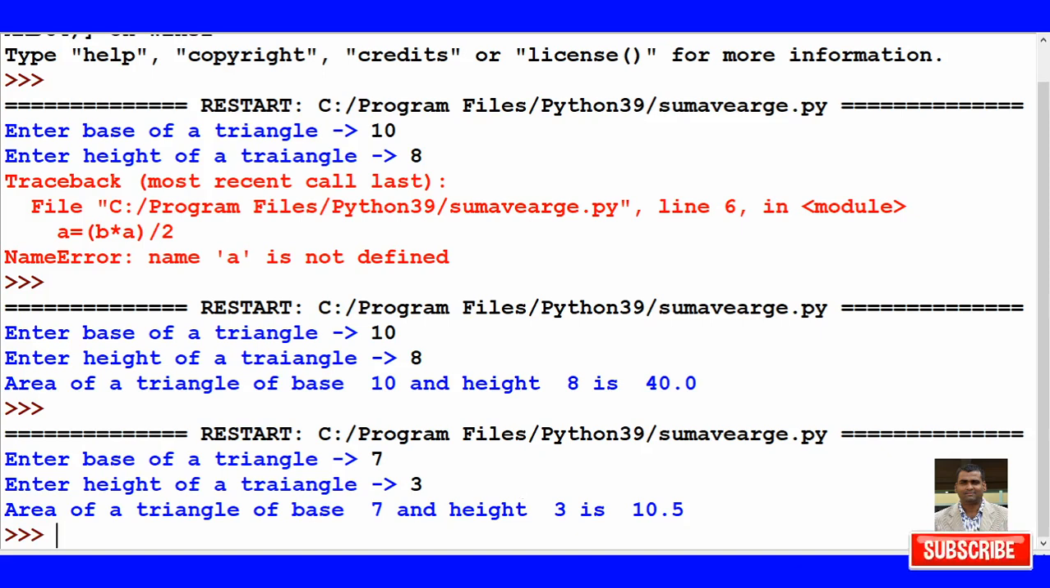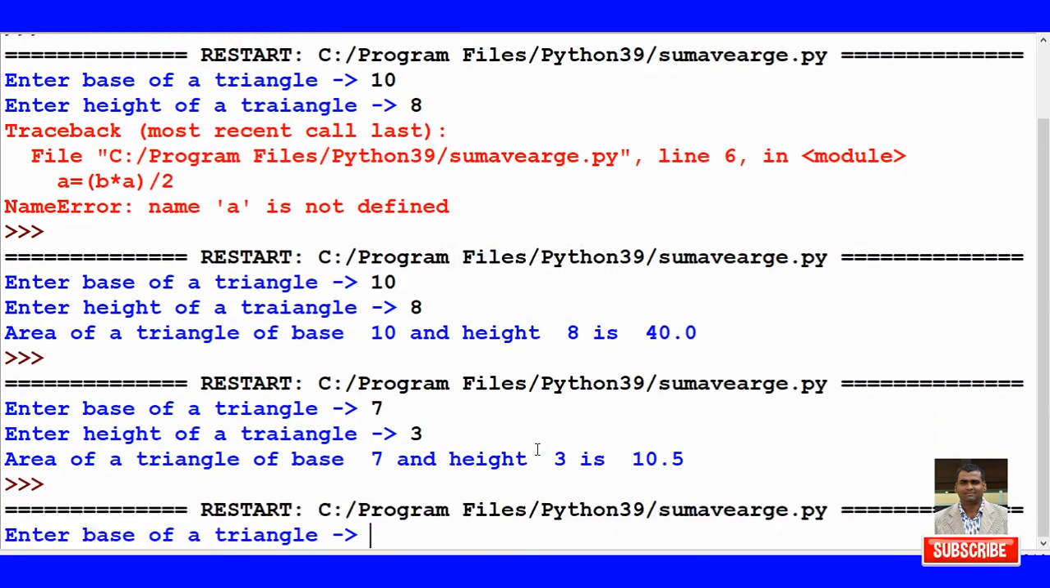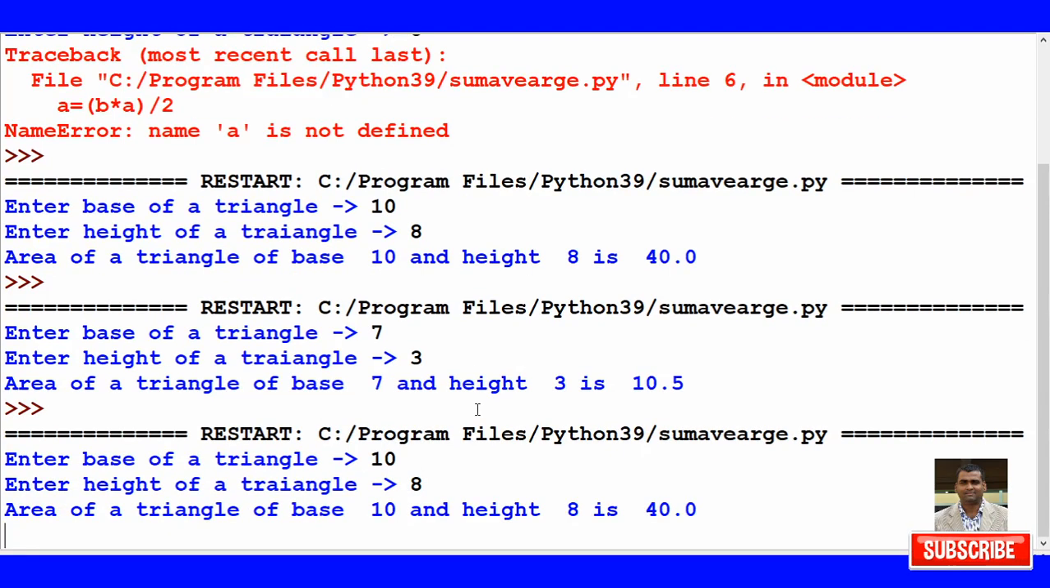Now let's change one more expression. I'm going to write half, 1 by 2, then into base, I am writing b, and height I am writing with h. Let's see whether this is going to give me the same output or not. I'm going to run the module and enter the same input first: 10, and then 8. Just check it out. The area of triangle of base 10 and height 8 is 40.0. See, both answers are coming the same.